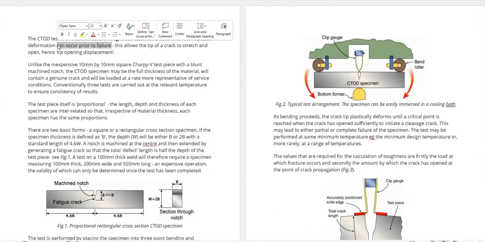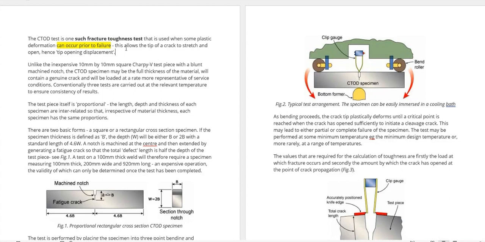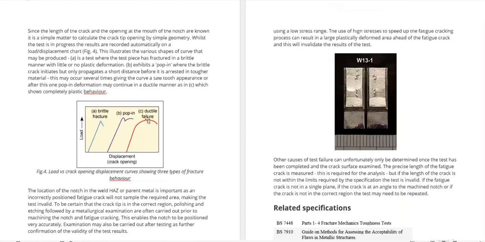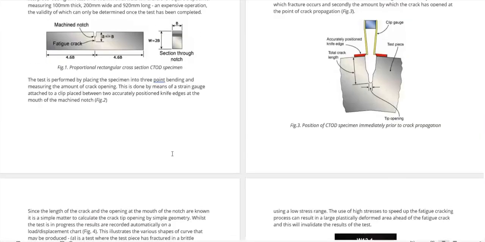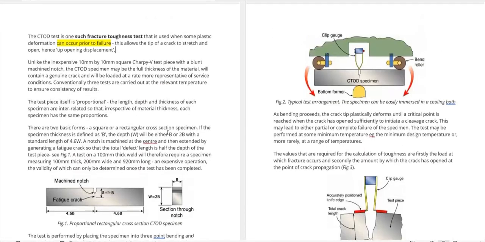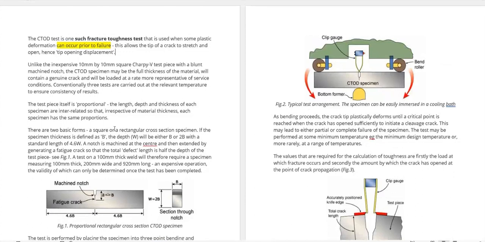So some plastic deformation can occur prior to failure if we want to check the fracture toughness. Toughness is mainly used to check the ductility behavior. Load versus displacement, where displacement is nothing but crack opening. Here, in the case of CTOD, they would be talking about load versus crack opening only. So let us see the test details.